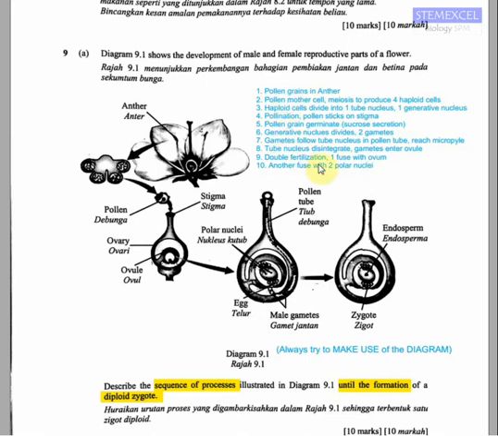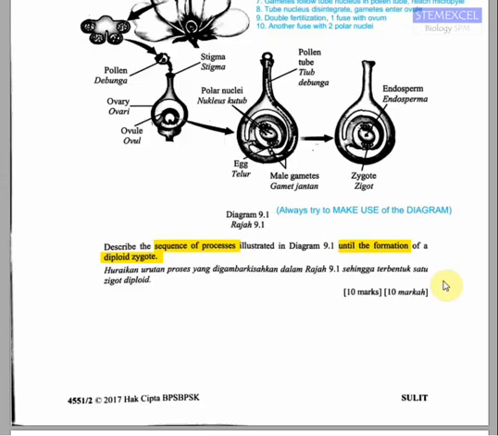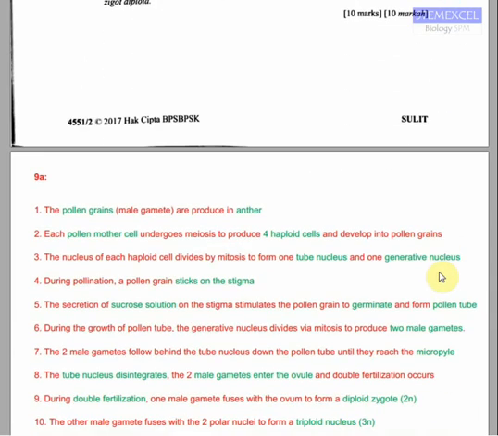So these are basically the steps that you need to remember for the female and male reproductive parts of the flower and the process for the fertilization. So to put all of these points into a form of answer, we can have a look over here. First, you can say the pollen grains or the male gamete are produced in the anther. And next, each of the pollen mother cells will undergo meiosis to produce 4 haploid cells, which will then develop into the pollen grains.